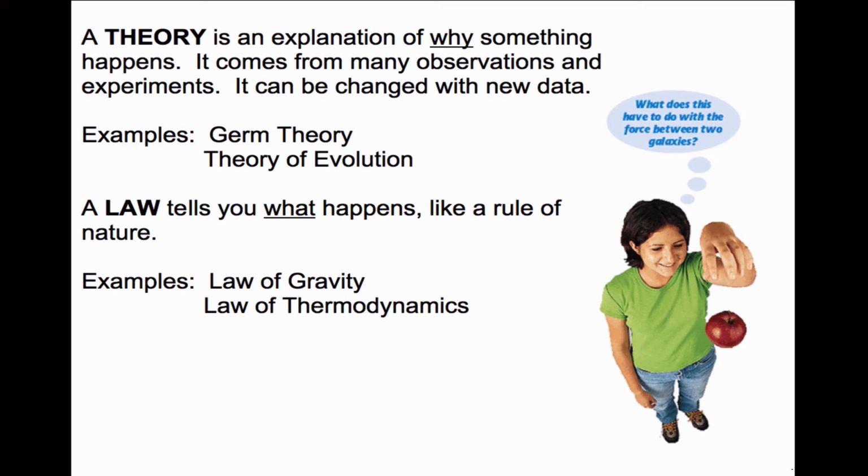And then we have a theory. A theory is why something happens, and it has to come from many observations and many experiments. It can change over time with new data, but a theory is always based on a lot of experiments. Okay, so we have germ theory, we have the theory of evolution. There's a lot of different data that goes into those theories.